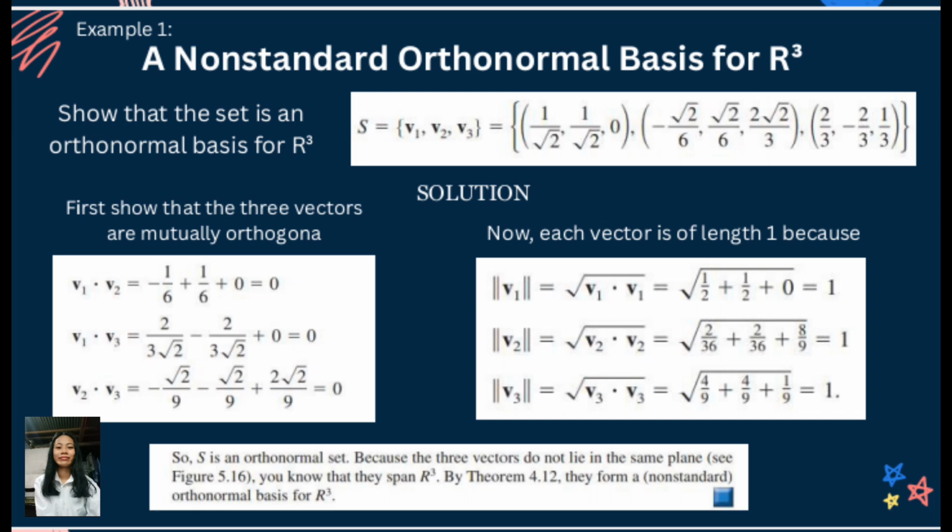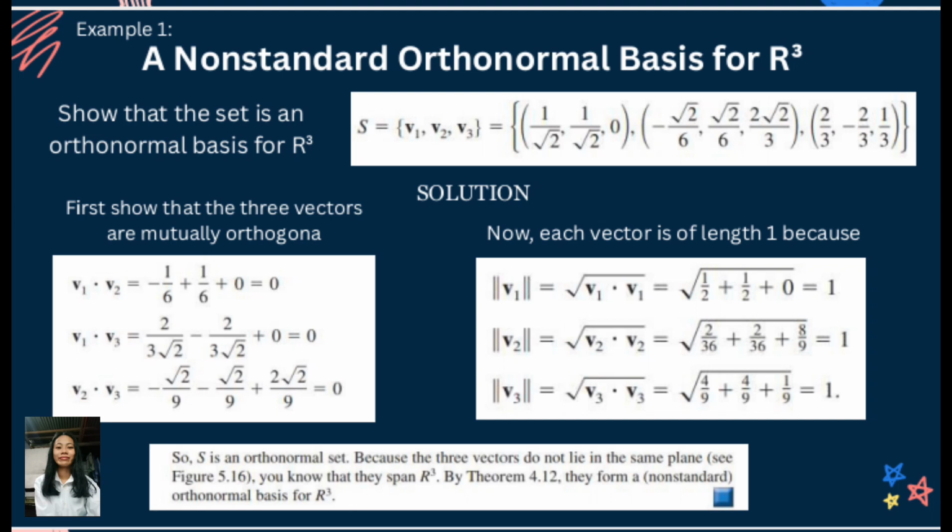B sub 1 times B sub 2 is equal to 1 over square root of 2 times negative square root of 2 over 6 plus 1 over square root of 2 times square root of 2 over 6 plus 0 times 2 square root of 2 over 3, which is equal to negative 1 over 6 plus 1 over 6 plus 0, which is equal to 0.